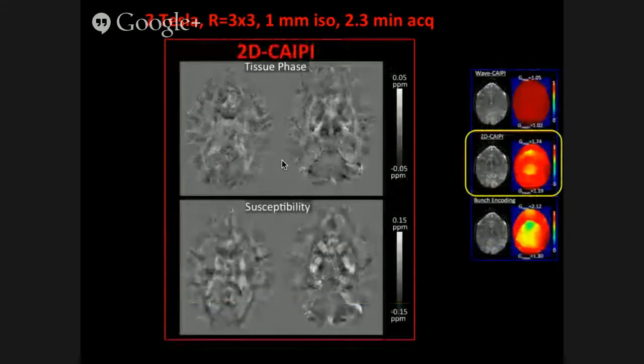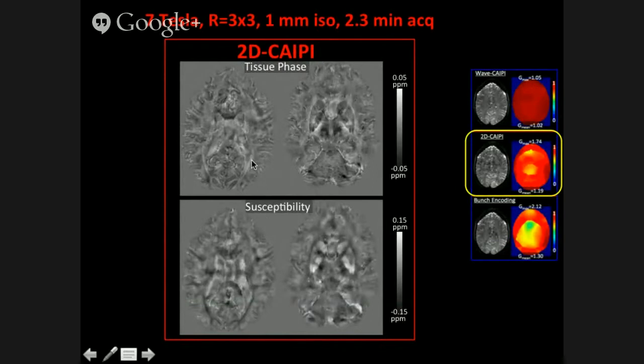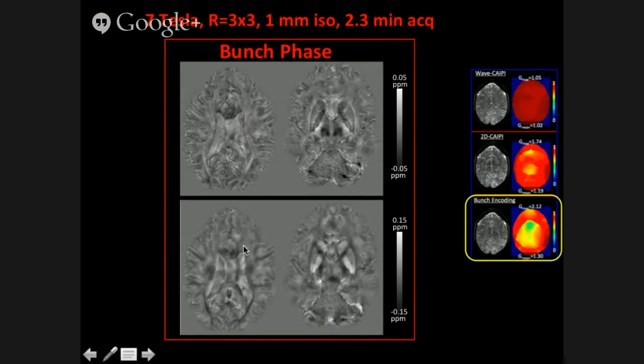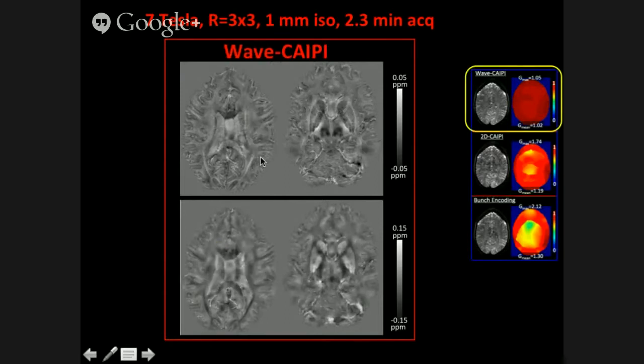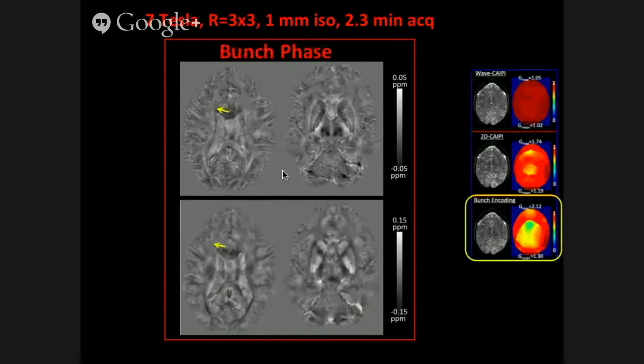And finally, at 7T, we repeated the same experiment. And this is the tissue phase and susceptibility we get from 2D CAIPI. You can already see it has improved quite a bit over 3T. But there are still some artifacts in the phase that also reflect the susceptibility map. And with bunch phase, it looks almost free of any artifacts, except for some subtle ringing and far from perfect SNR. And with Wave-CAIPI, we get very good-looking phase and susceptibility reconstructions, free of artifacts. So if I toggle again, you can hopefully appreciate the difference.